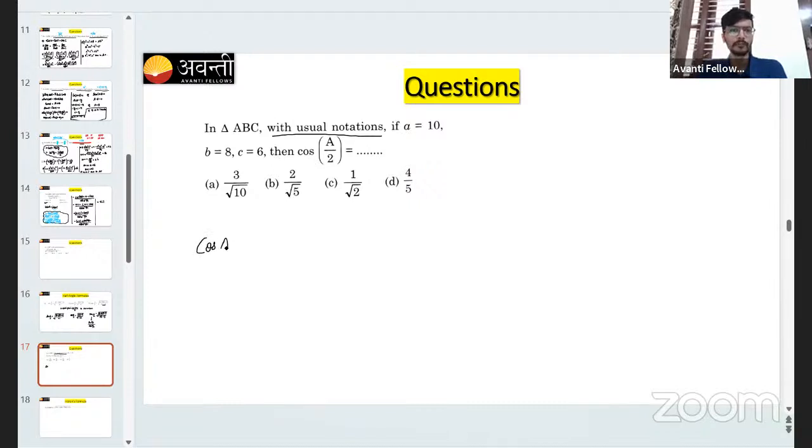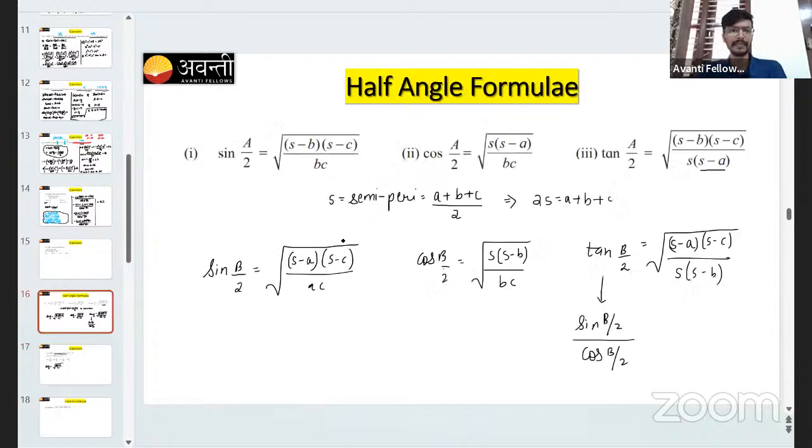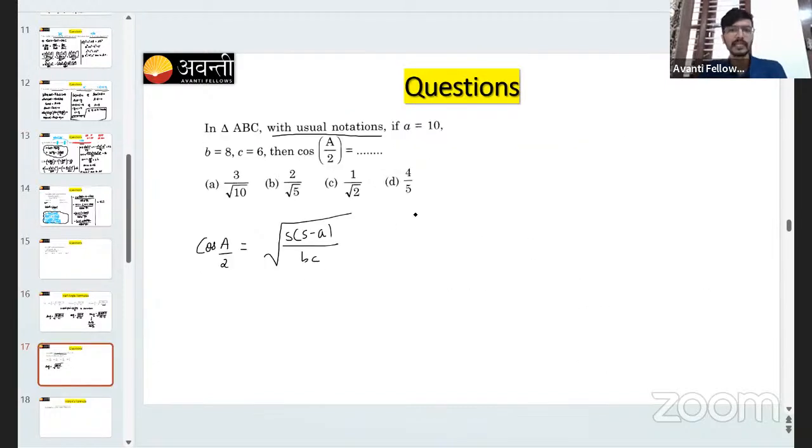cos A by 2 का तो फॉर्मूला ही पता है ना मुझे. What is cos A by 2? cos A by 2 is under root of s into s minus a upon bc. Am I right? This one s minus a upon bc सबकी वैल्यू पता है, बट मुझे पहले किसकी वैल्यू कैलकुलेट करनी पड़ेगी? s की. s क्या होता है? a plus b plus c upon 2.